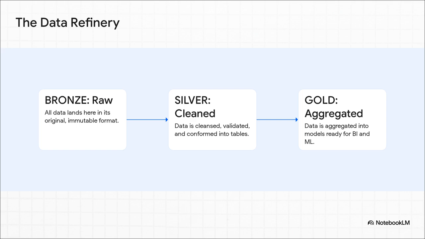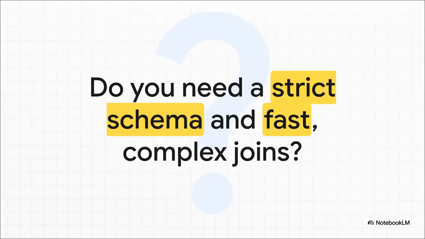In the silver layer, we start to refine it. We clean it, we validate it, we give it some structure. Finally, the gold layer is our premium finished product, highly refined aggregated data that's perfectly ready for business dashboards and machine learning models. So with all this in mind, how do you actually choose the right tool for the job?